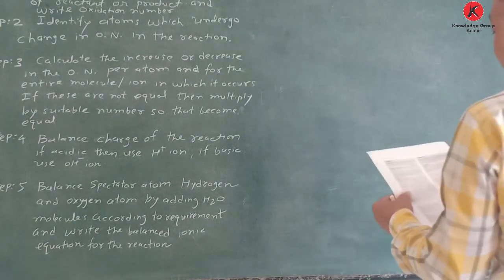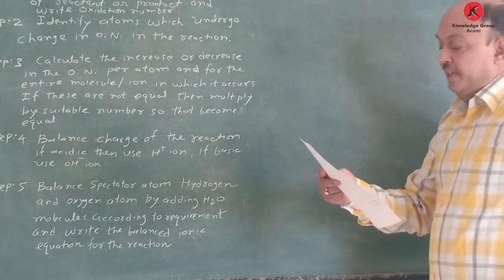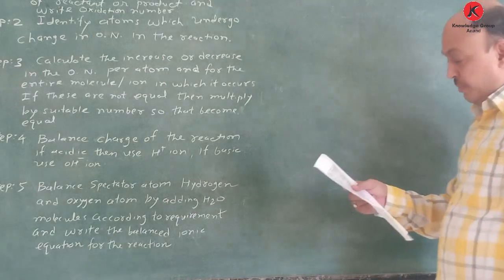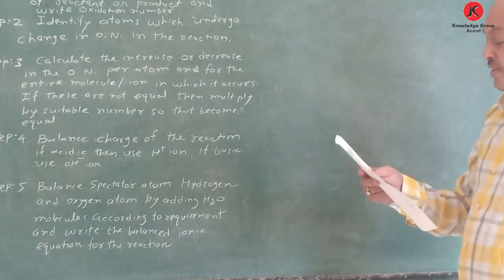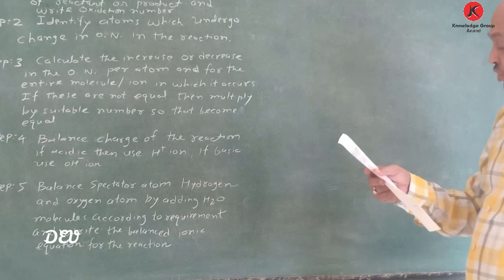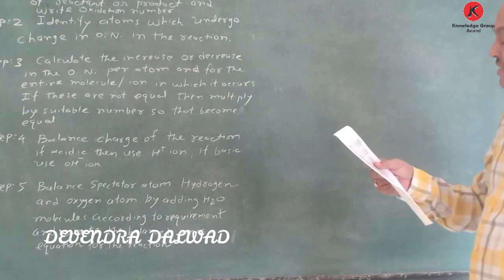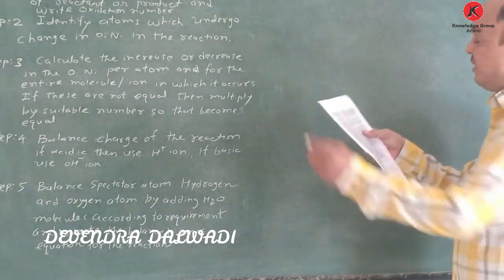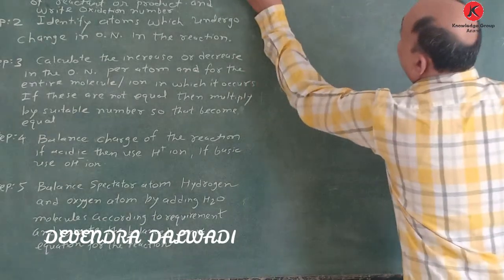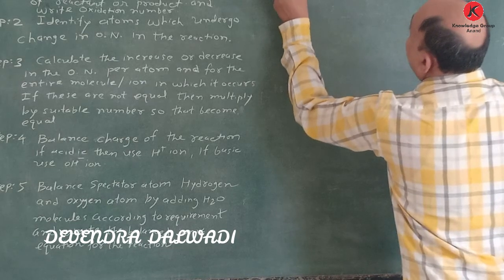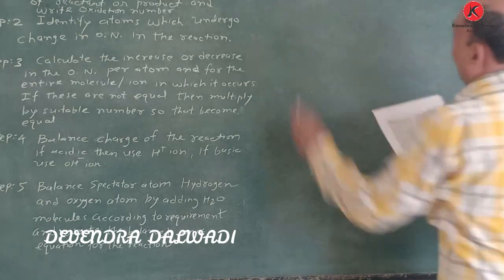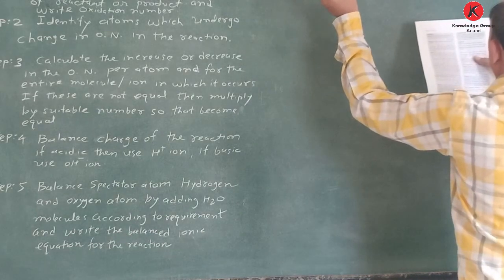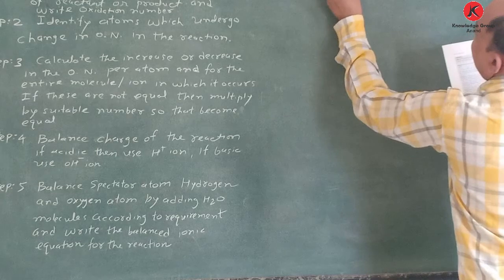Now, problem 8.9. Permanganate ion reacts with bromide ion in basic medium to give manganese dioxide and bromate ion, BrO3 minus 1. Write the balanced ionic equation for the reaction. So step 1 is, first of all we have to write the balanced reaction. Permanganate ion means MnO4 aqueous plus Br aqueous.